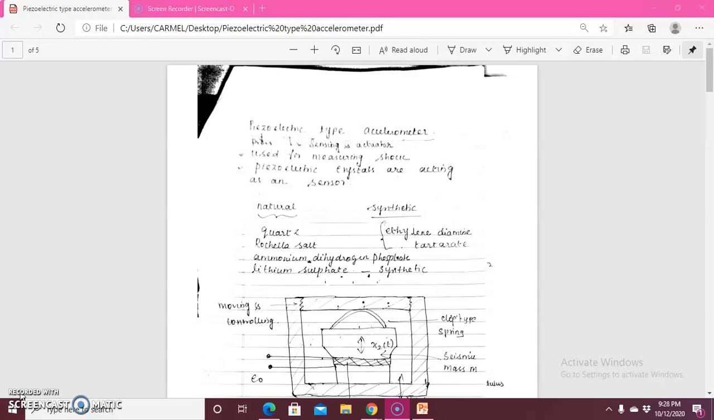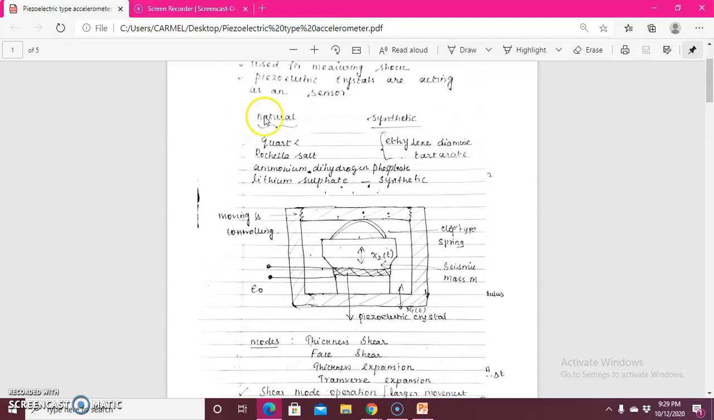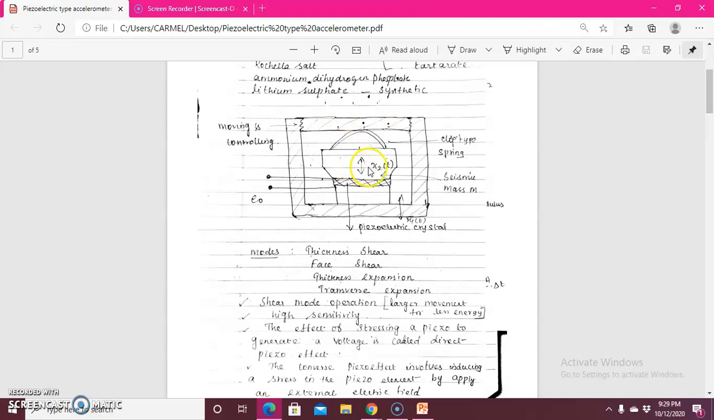The piezoelectric crystals are acting as a sensor. So already I have explained the different types of materials we have, that is what I have given here, natural as well as synthetic ones. So this is the device we have.